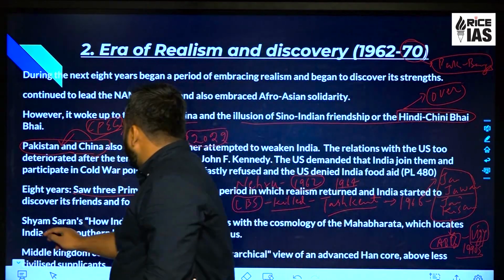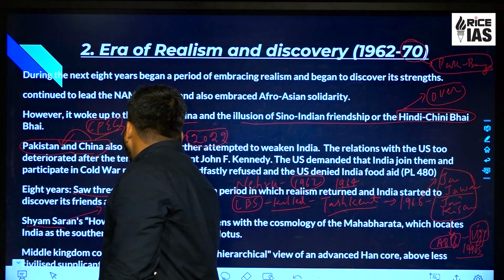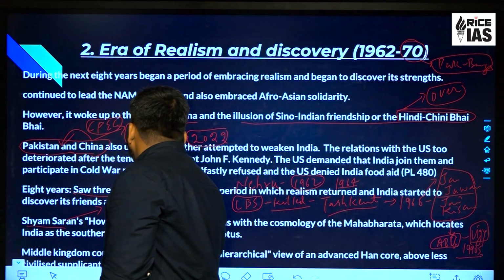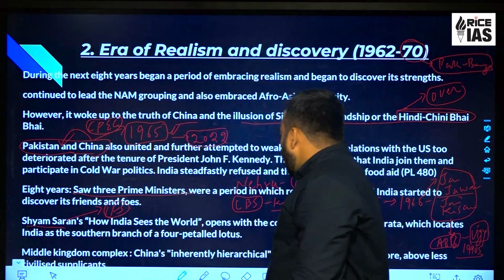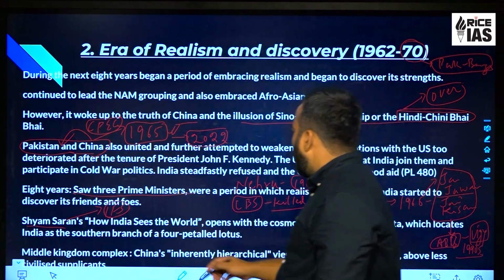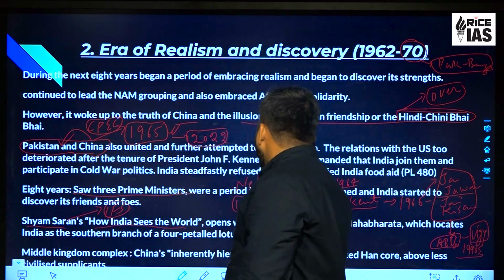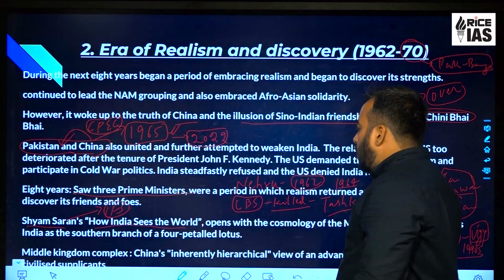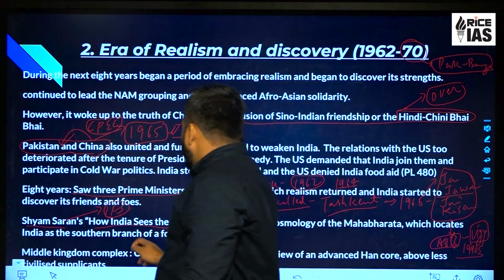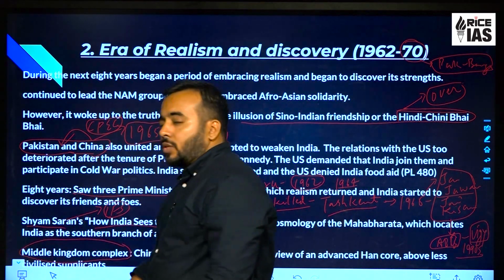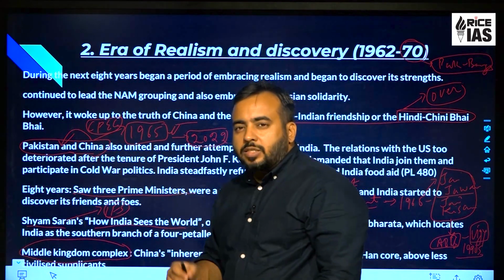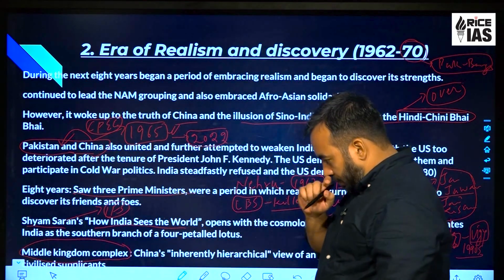Shyam Saran has been India's foreign secretary, and he talks in his book about how India sees the world. He talks about the Middle Kingdom complex. India will never suffer a Middle Kingdom complex. So let's talk about what the Middle Kingdom complex is.